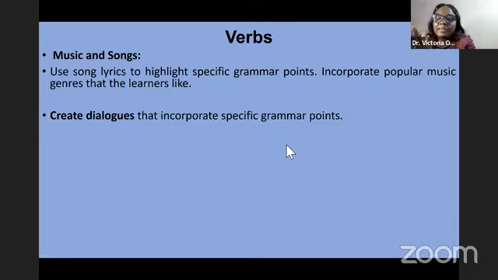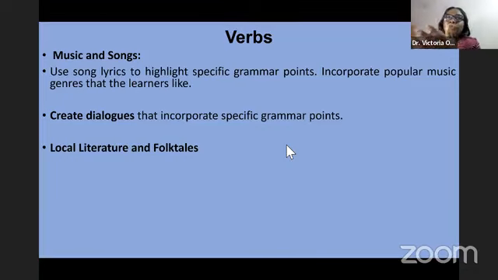We can also create dialogues that incorporate these grammatical points. So what we can do is take, let's say, a video or a movie and look at the various roles that were played by people. What were the things they said? Can they identify that particular verb form that you are teaching in that line?